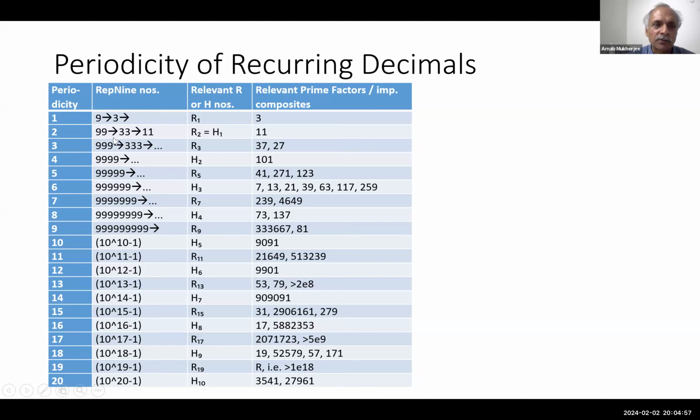Periodicity 2, 3, 4. Only one number will have periodicity 4 here, because 101 into 99 is 9999. Therefore, it has periodicity 4. These will be periodicity 5, 6, and so on. See, periodicity 18: 18 nines will have 19 as a factor. Therefore, for 19, the length was 18 digits.